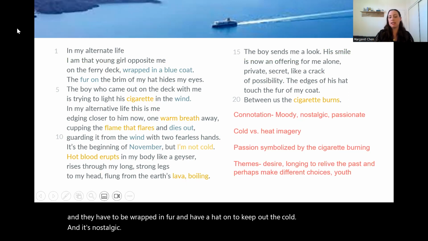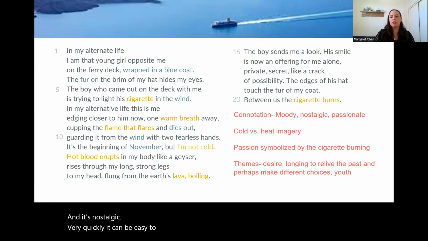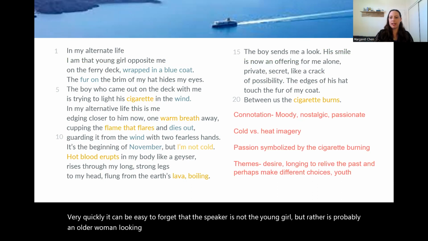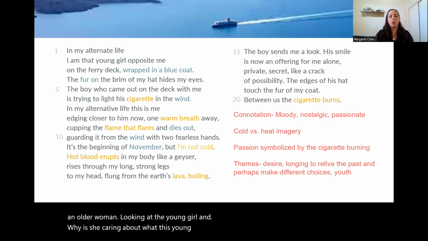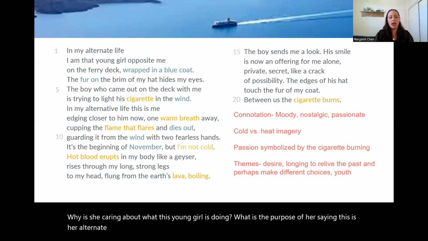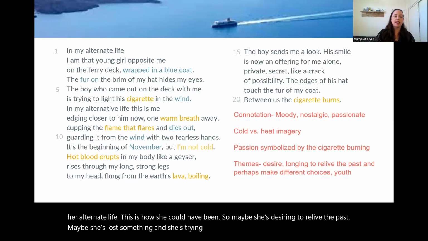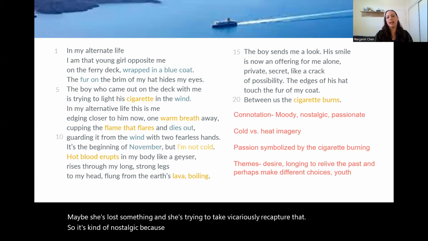Very quickly, it can be easy to forget that the speaker is not the young girl, but rather is probably an older woman looking at the young girl. And why is she caring about what this young girl is doing? What is the purpose of her saying this is her alternate life? This is how she could have been. So maybe she's desiring to relive the past. Maybe she's lost something and she's trying to vicariously recapture that. So it's kind of nostalgic because, in a way, even though she's looking at the girl, she's looking into the past.